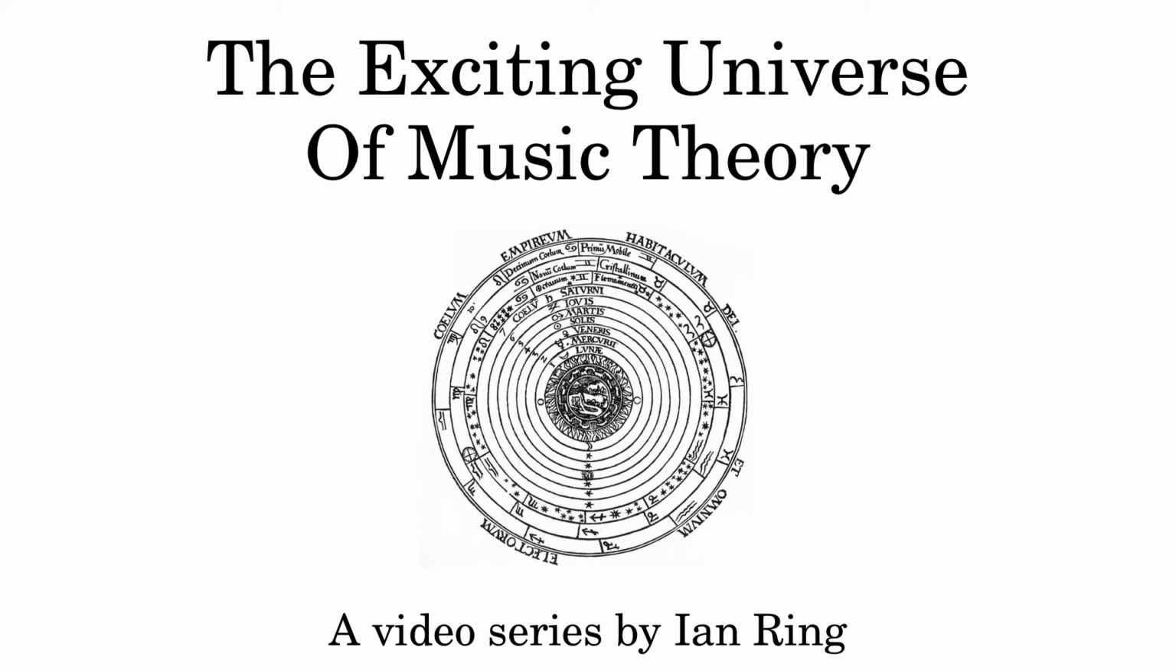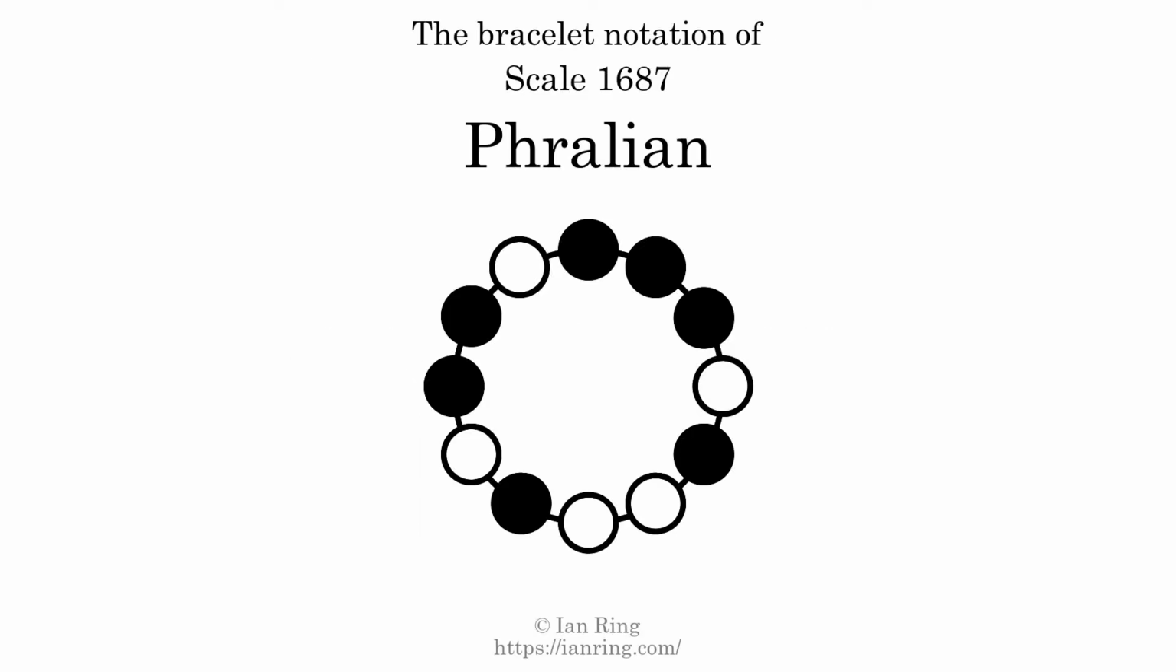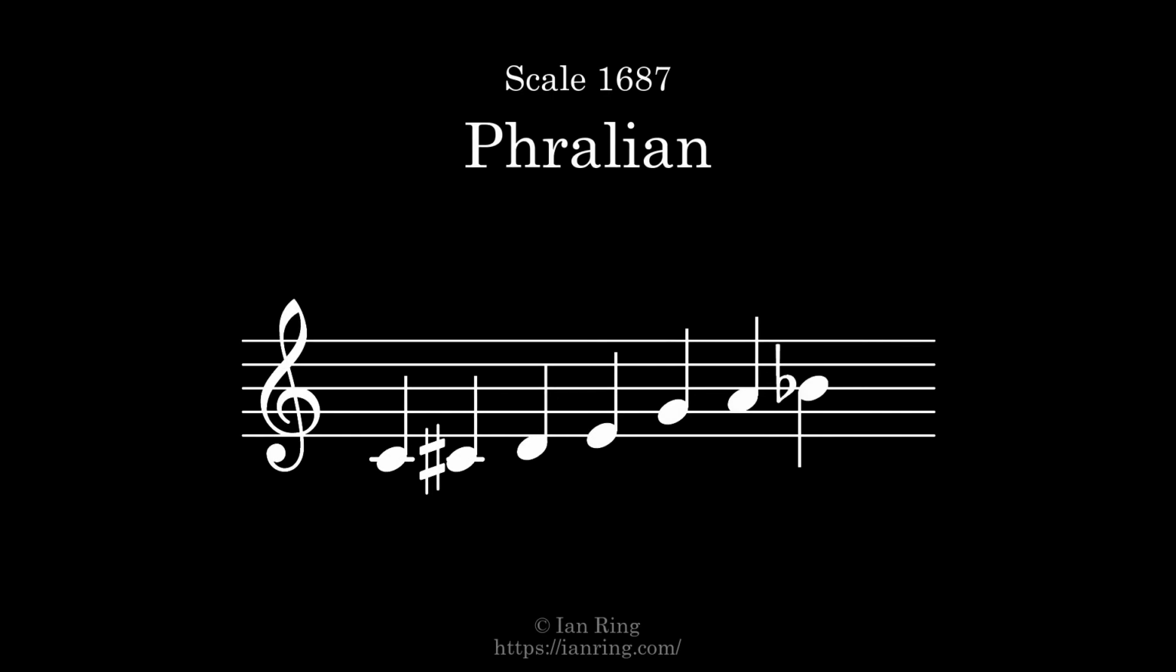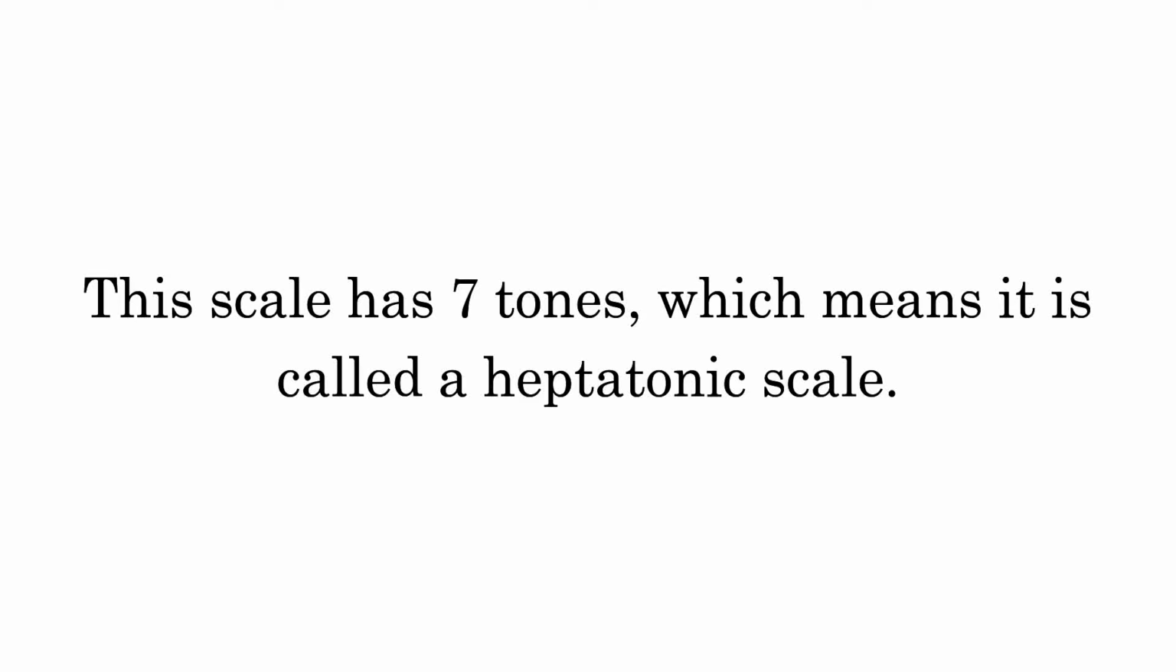Then let's begin. Today we will talk about scale 1687, Phralian, which sounds like this. This scale has 7 tones, which means it is called a heptatonic scale.